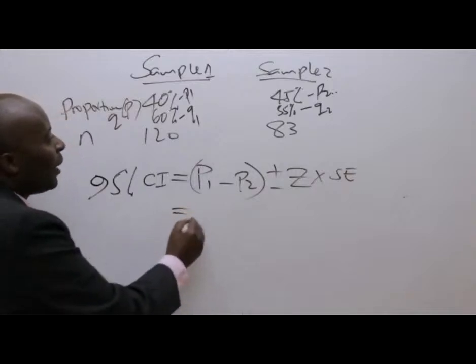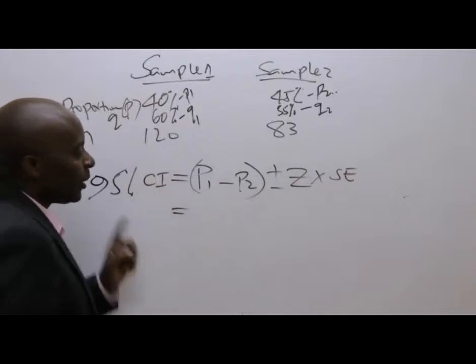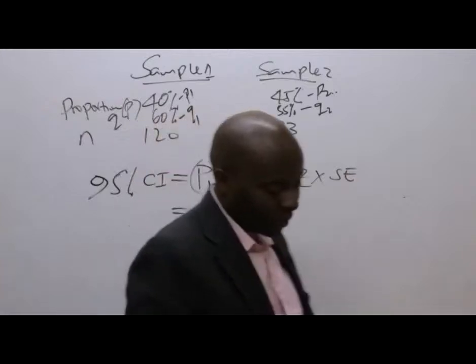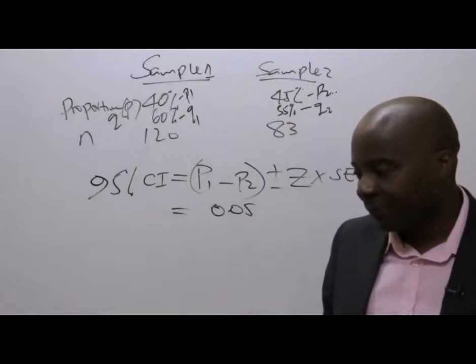So P1 minus P2, I can see it is 40% minus 45%. That is the same as 0.05 positive. Whenever you get negative, you disregard the negative.